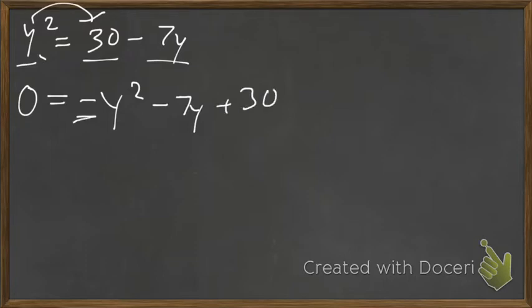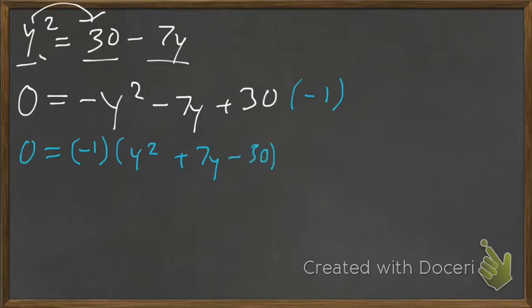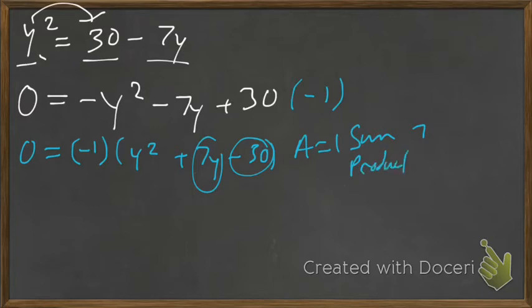But don't worry about that negative, we'll get rid of it, because what we're going to do is factor out a negative 1 now. So basically this whole thing is going to be multiplied by negative 1. So 0 still equals negative 1, bracket, y squared plus 7y, because that sign is going to change, and that sign is going to change, subtract 30. Now we have something here that we can work with. What we have is an a value equaling 1, and a b value and a c value here, so sum of 7 and product of negative 30.